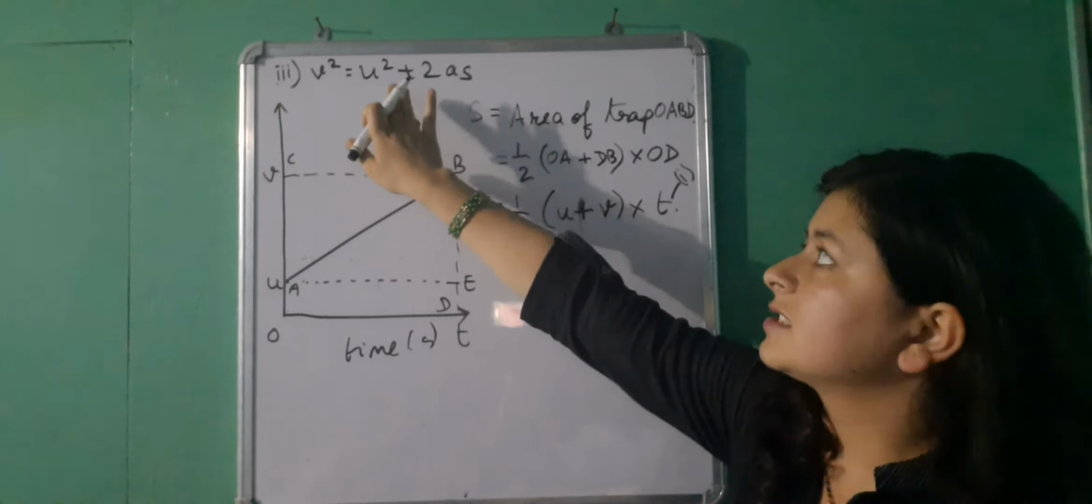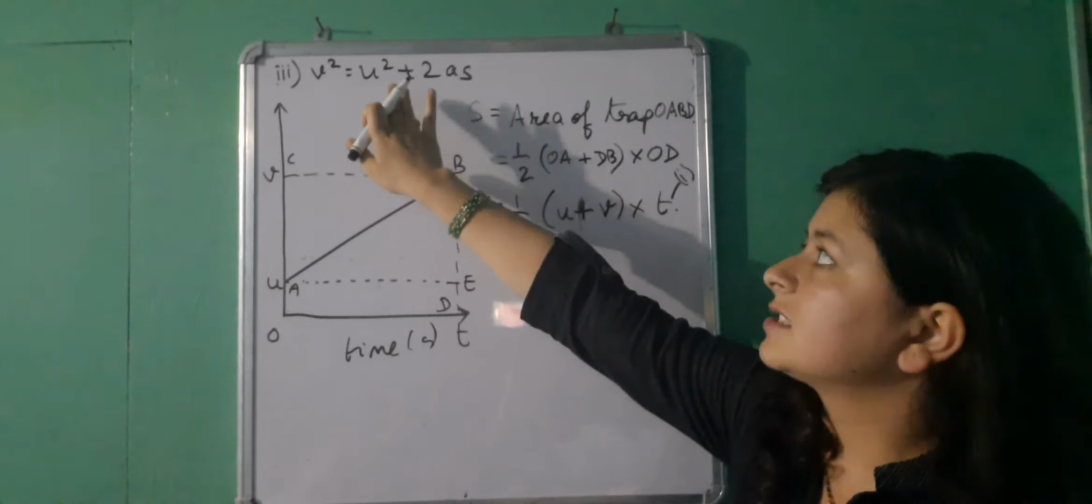So what we have to do is eliminate this t and replace t by other variables. To do so, we will use v minus u divided by t is equal to a, which is the formula for acceleration. This is to eliminate t. Now cross multiplying, you can see that t will come here and a will come here. So this t has to be replaced by v minus u divided by a. So in equation 1, we are going to replace this t.